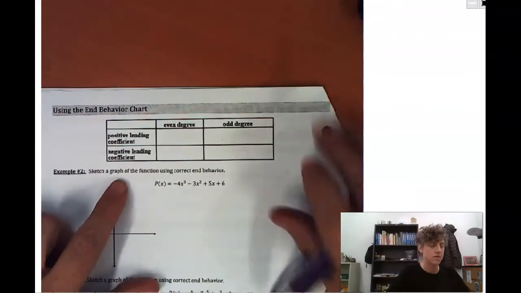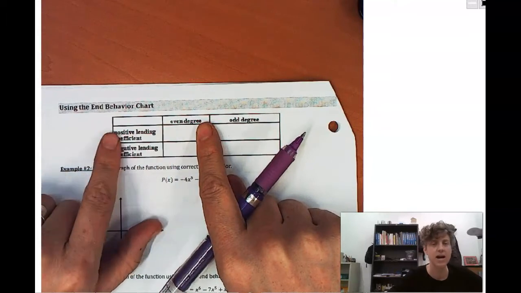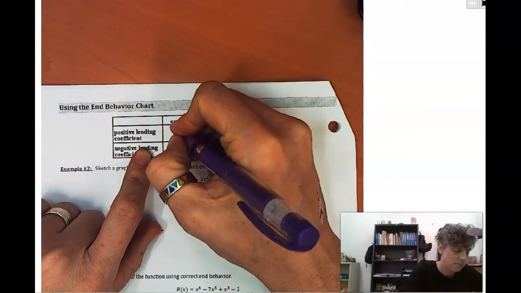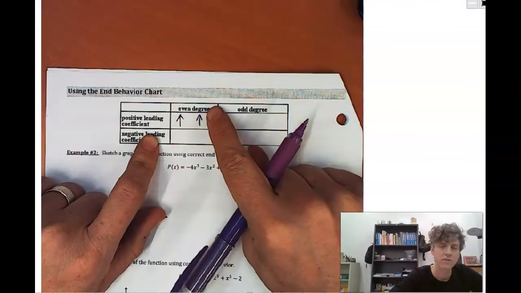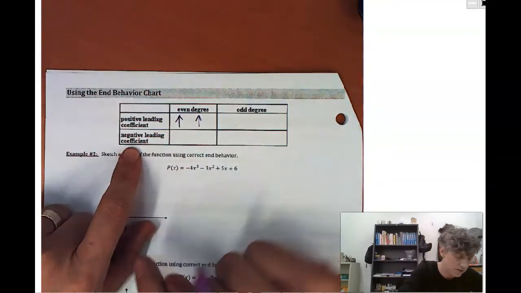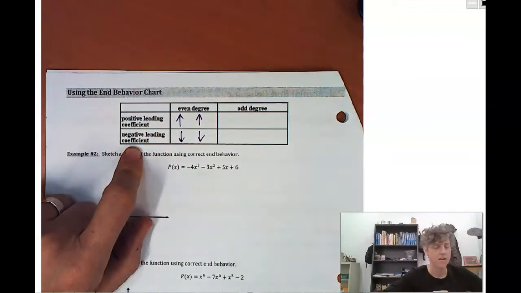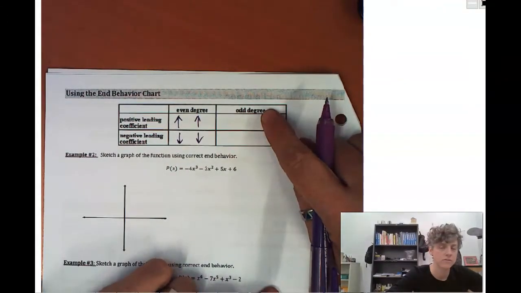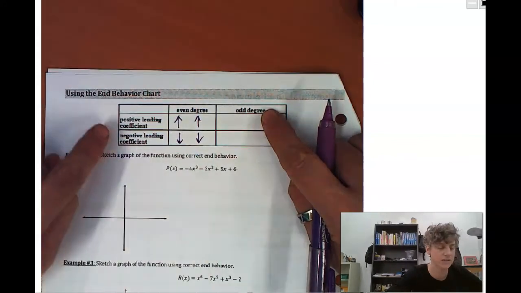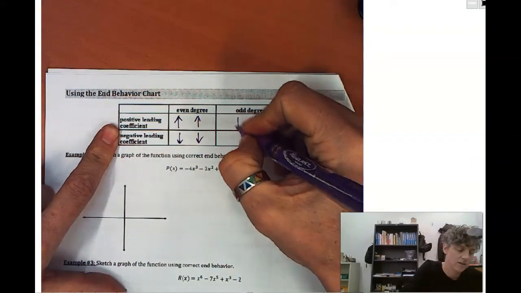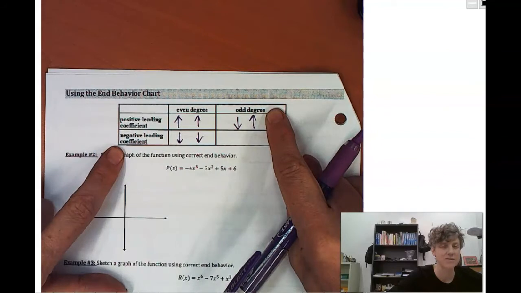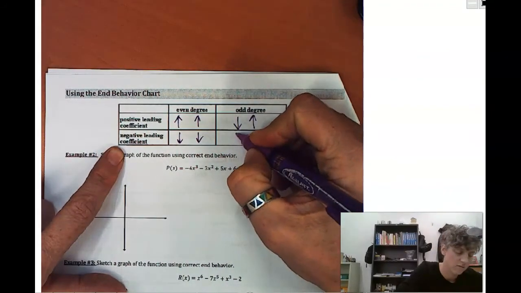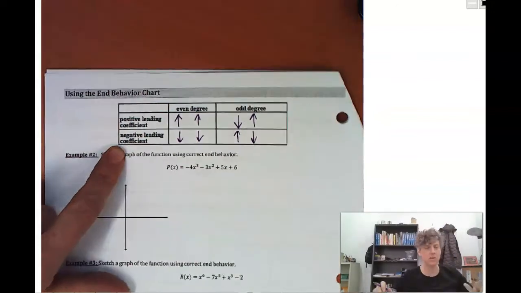The chart is actually up on the next page. So we're talking about even degrees. If we have a positive leading coefficient, both ends of the polynomial are going to go up. If we have an even degree with a negative leading coefficient, both ends are going to go down. If we have an odd degree polynomial, the highest exponent is an odd number and a positive leading coefficient, the left side's going to go down, the right side's going to go up. If we have an odd degree polynomial with a negative leading coefficient, it's flipped. Right side goes down, left side goes up.